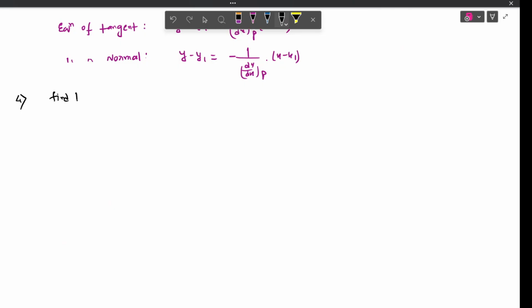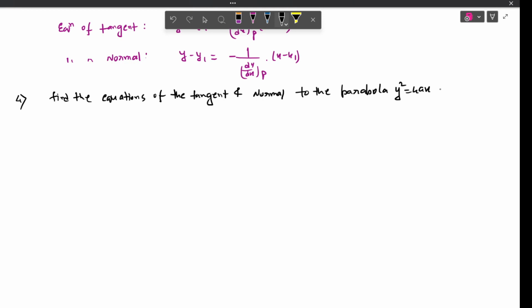Find the equations of the tangent and normal to the parabola y square equals 4ax at the point at square comma 2at. So let's see the solution.